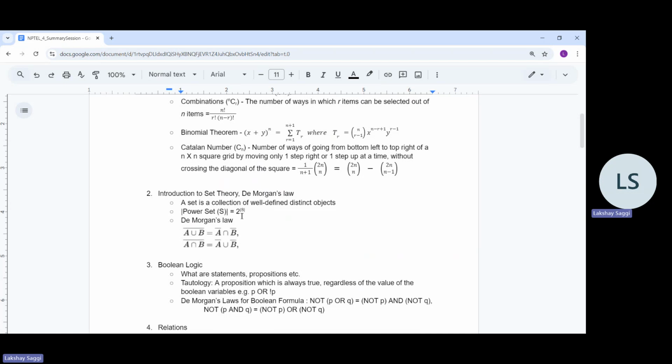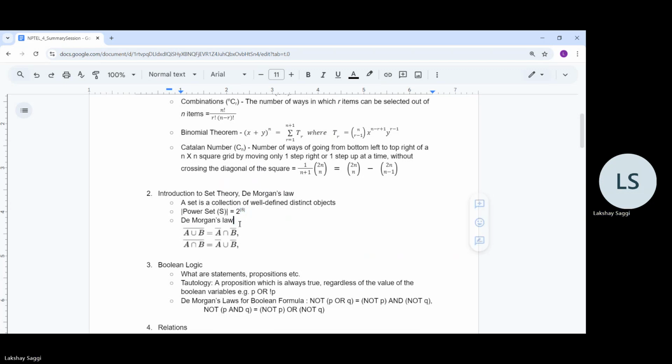I hope everyone knows this already. I did not write what the cardinality of S is, but it's just the number of elements in the set S. And I think this is quite well known.